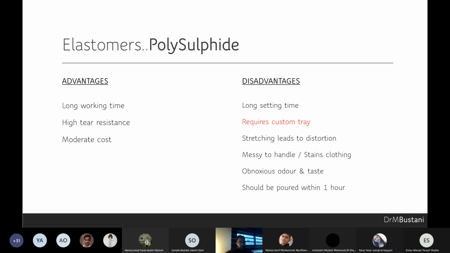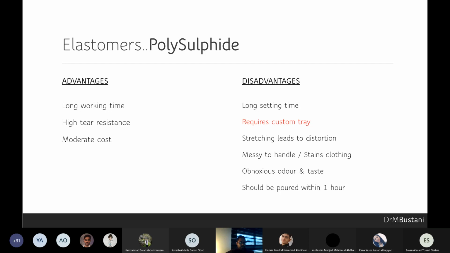So in summary, advantages and disadvantages of each material: polysulfide will have a long working time with high tear strength, and it's relatively cheaper than other types of elastomers. But on the other side, it has a very long setting time. If it was stretched beyond its elastic limit, it will be distorted. It's messy to handle, its taste and its odor is obnoxious, and it should be poured right away because of the dimensional instability.